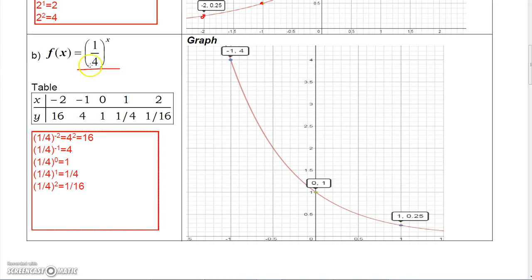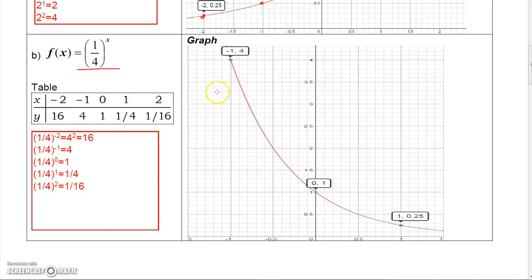Now, if you choose a number that's less than 1, now remember it's still got to be greater than 0, but let's say you choose a number between 0 and 1, like 1/4. Well, let's see what happens to the table if I do that. If I let x be -2, 1/4 to the -2 is the same as 4 to the positive 2, which would be 16. And then if x is -1, 1/4 to the -1 is just the reciprocal, which is 4. 1/4 to the 0 would be 1. 1/4 to the first would be 1/4, and 1/4 squared would be 1/16.